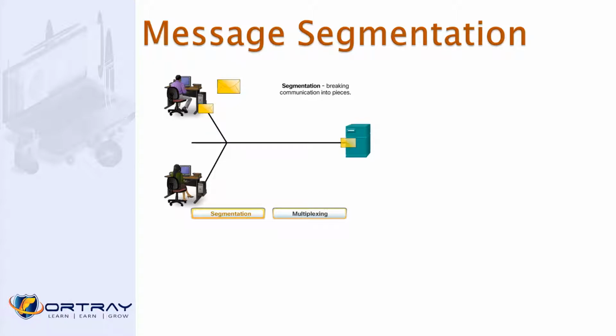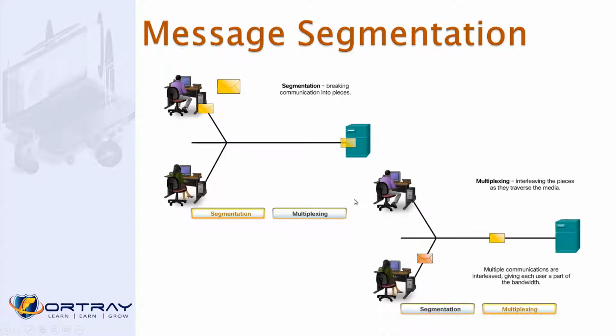Okay? So that is message segmentation. And what does multiplexing mean? Interleaving the pieces as they traverse the network. Multiple communications are interleaved, giving each user a part of the same bandwidth. So basically, different messages from different users are sent over maybe the same wire. Each user gets part of the same bandwidth. That's called multiplexing.